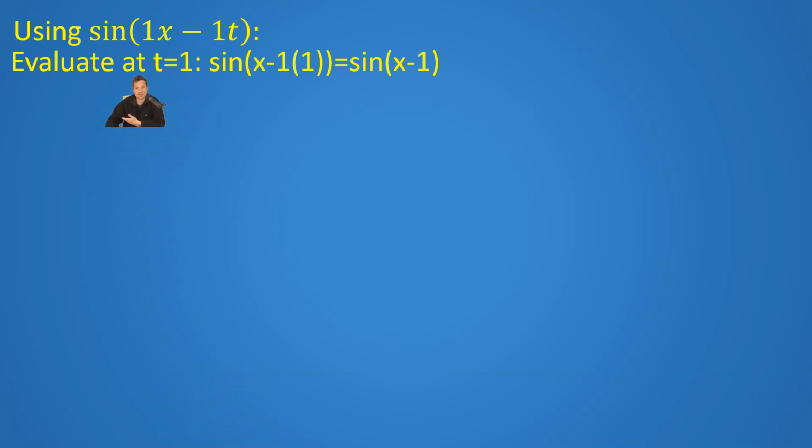Evaluating at t equals 1, that's going to give me sine of x minus 1 times 1. But that's just going to give me sine of x minus 1. Now perhaps you remember from basic high school algebra that this represents the sine curve shifted by 1 unit to the right. That's all it is.